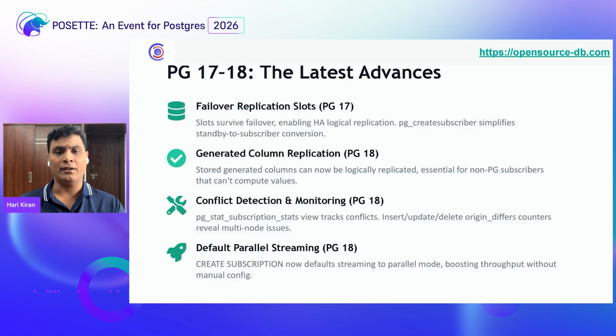And moving on, what are the latest advances that we have made in PG17 and 18? Continuing the momentum, failover replication slots in PG17 solved a real operational pain point. Before this, if your primary failed over to a standby, your logical replication slots were lost. Subscribers would disconnect and potentially need a full resync.